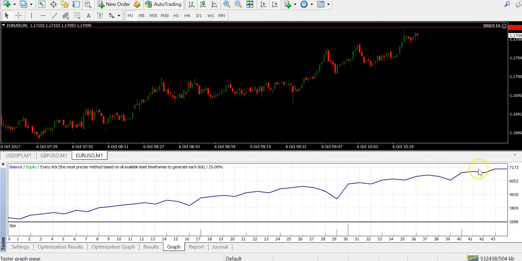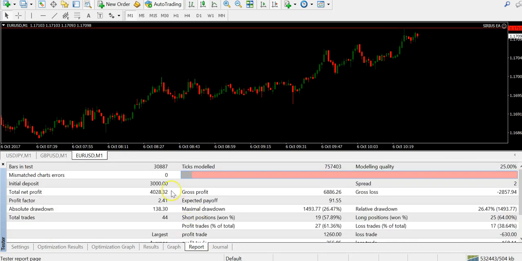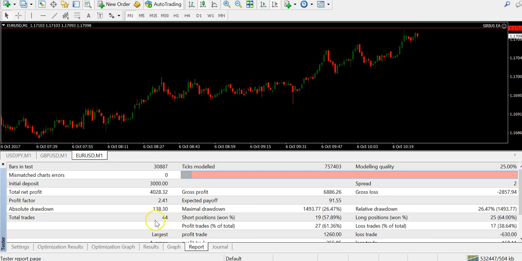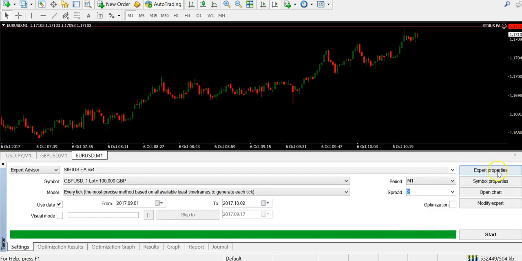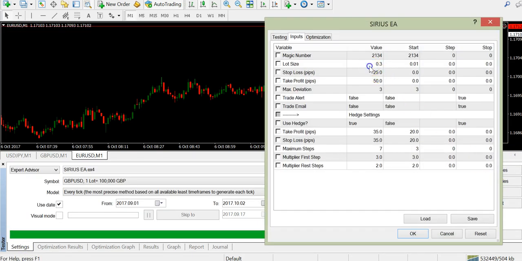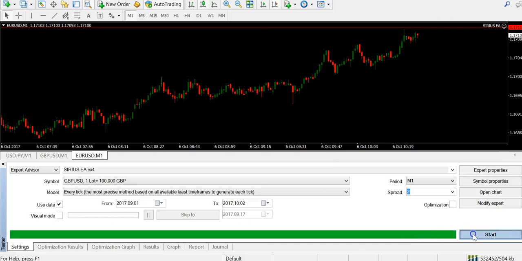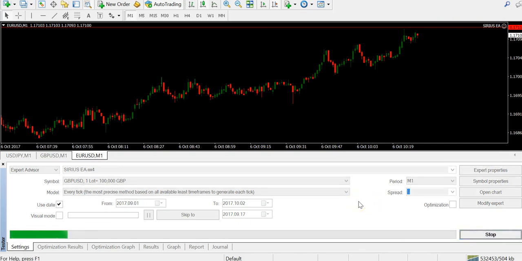Oh, with a $3000 initial deposit, we would earn now $4000. So guys, it's up to you. Or maybe we could add here 0.4. I don't know. Let's see with 0.4 lot size.